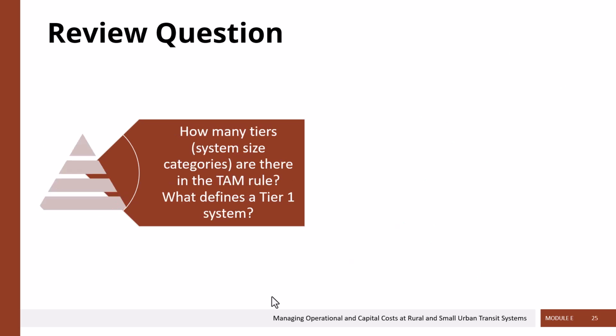All right, here's another review question. How many tiers or different system size categories are there in the TAM rule? And in addition to that, what defines a Tier 1 system? Pause the video and I'll be back with the answer.